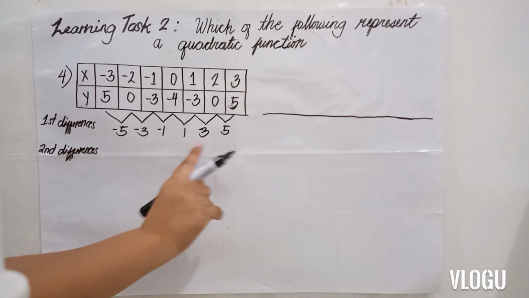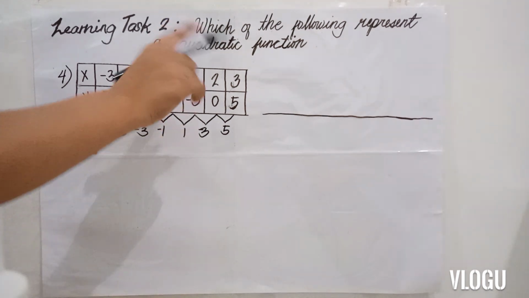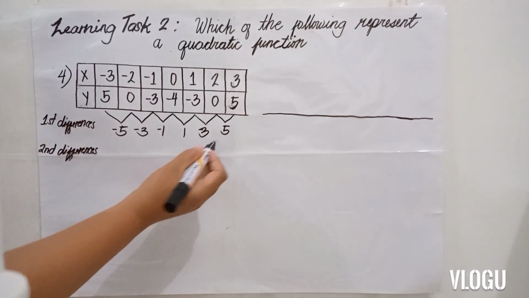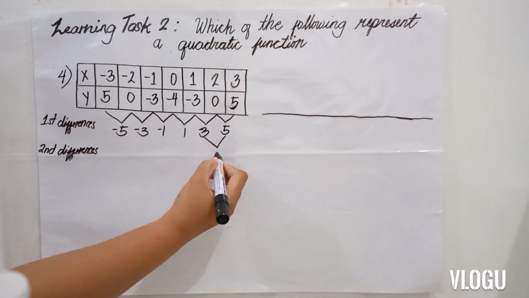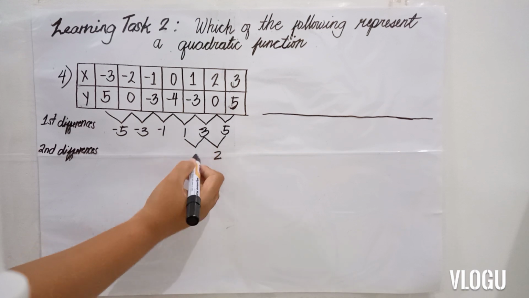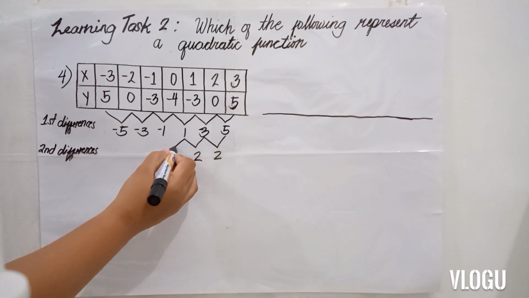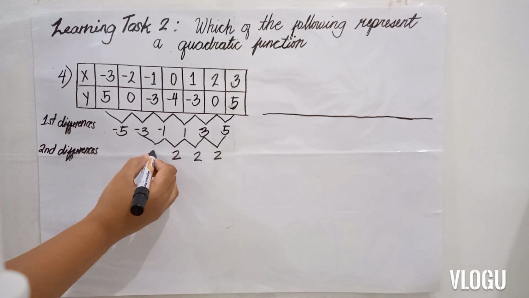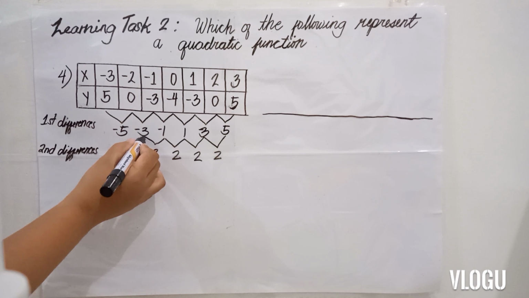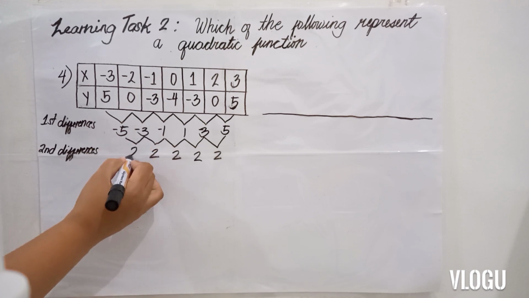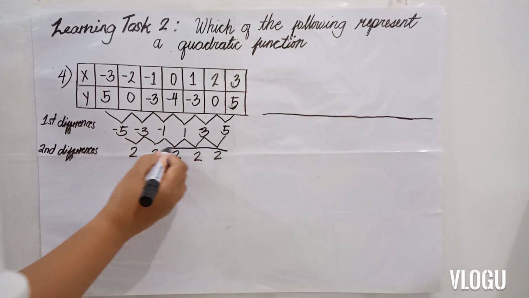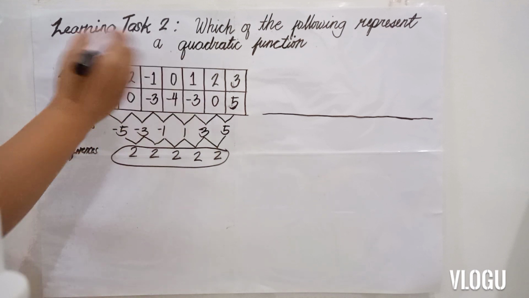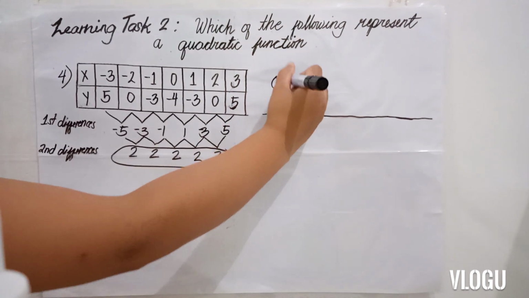Pag nagka-pare-pareha sila ng second differences, therefore, we can already identify that these values of x and y are a quadratic function. So let's subtract 5 minus 3 is equal to 2. 3 minus 1 is equal to 2. 1 minus negative 1 is positive 2. Negative 1 minus negative 3 is positive 2. Negative 3 minus negative 5 is positive 2. So if you notice, equal ang kanilang second differences. Therefore, this function is a quadratic function.